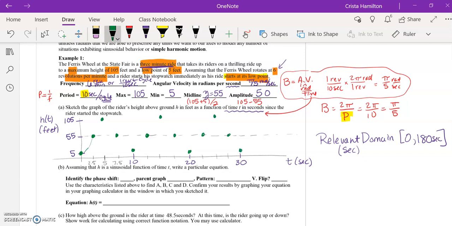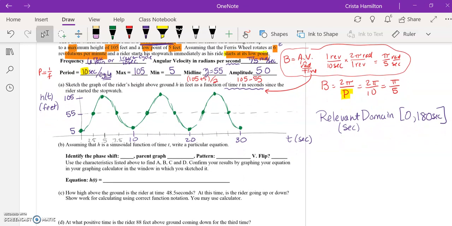And we'll sketch in our curve here as we go. So this is why, even though the relevant domain is 0 out to 180 seconds, you don't need to graph it that far, because we know it's basically just going to repeat this pattern every 10 seconds, which is its period.